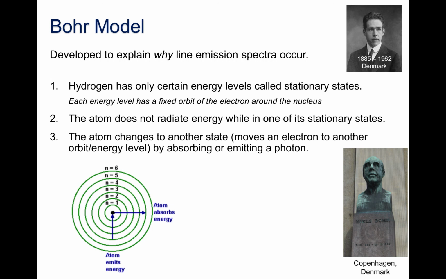And so when the atom is in one of its stationary states or the ground state, it's not going to radiate any energy. It's not going to be absorbing energy, it's not going to be emitting energy. But the atom can have the electron move from one orbit energy level to the other by either absorbing energy or emitting energy in the form of a photon.